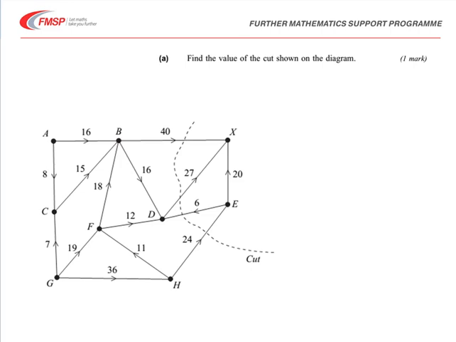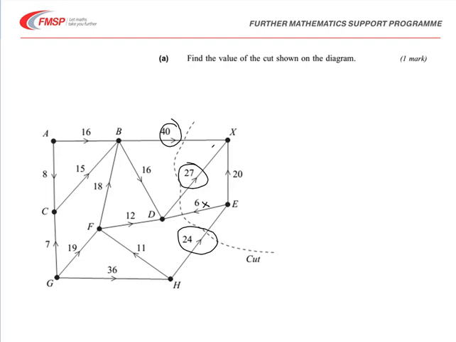Well, starting off then by looking at the value of the cut. Remember that the value of the cut is those arcs which go from the source set, so the left hand side of this cut as we look at it, into the sink set, which is X. So it's going to include the 40, the 27 and the 24 that's there, but does not include the 6 in DE, which is going in the other direction.